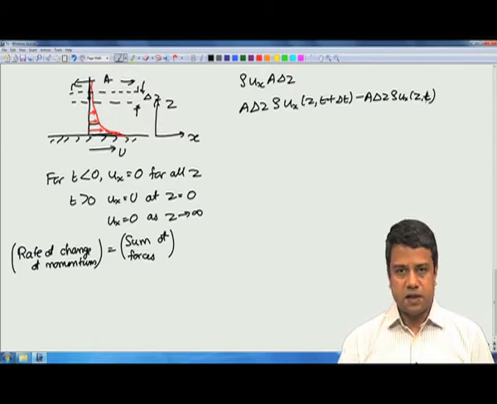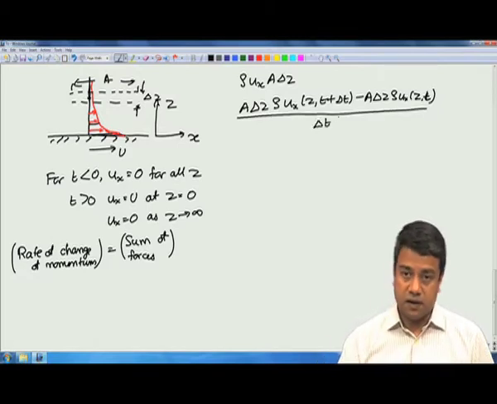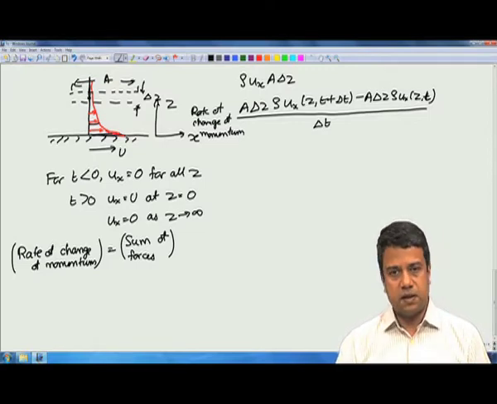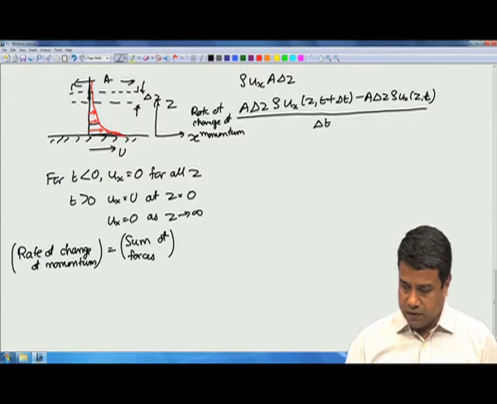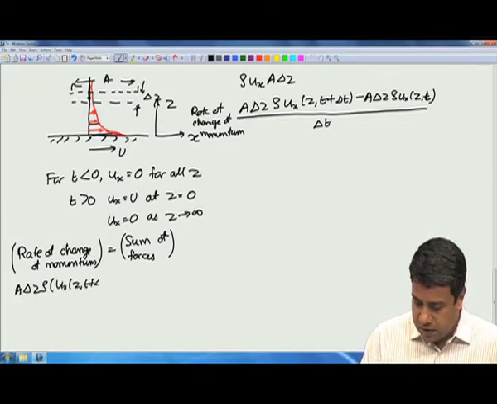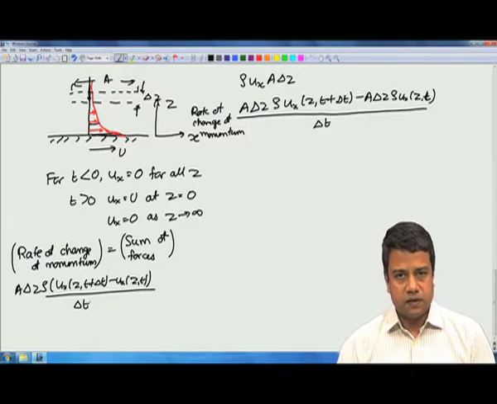Okay. That is the change in momentum. You have to divide that by the time interval delta t to get the rate of change of momentum. So, this is the rate of change of momentum within this differential volume. Therefore, it is equal to A delta z rho into ux at z, t plus delta t minus ux at z, t, divided by delta t. That is the rate of change of momentum.